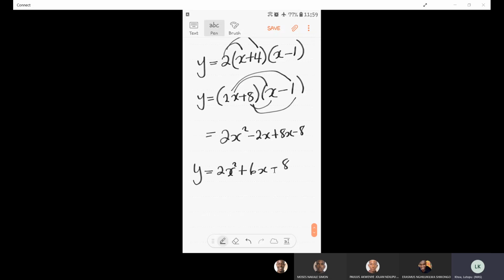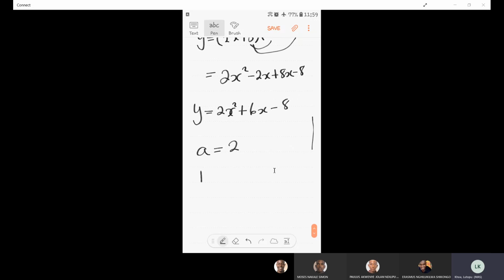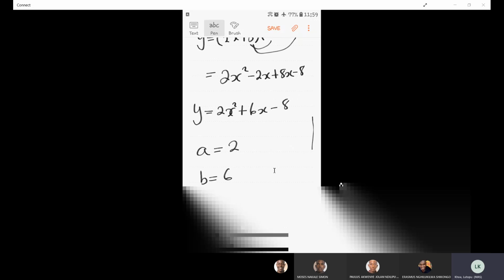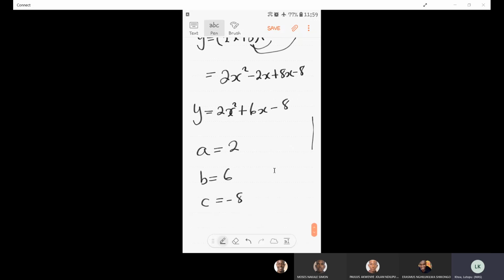So now I can say a is equal to 2, b is equal to 6, and c is equal to minus 8. Now I am done, because the question says determine a, b, and c, not just find the equation of the parabola. Okay, so read the question carefully and make sure you understand what it is asking you for.